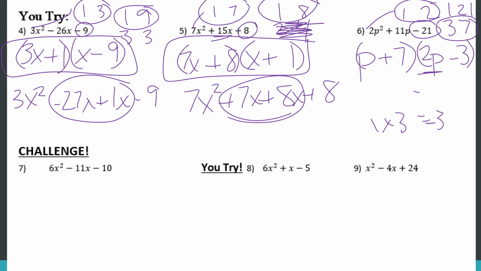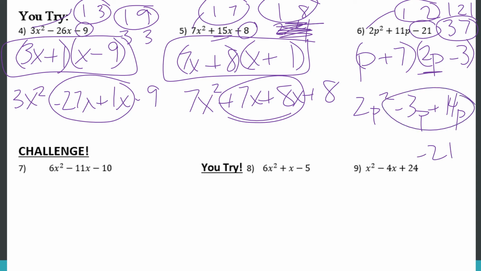And again, if I check that, okay, I get 2p squared minus 3p plus 14p, and then minus 21. And those middle two do combine to give me positive 11. Okay. Now, the ones that I showed you there are really nice.